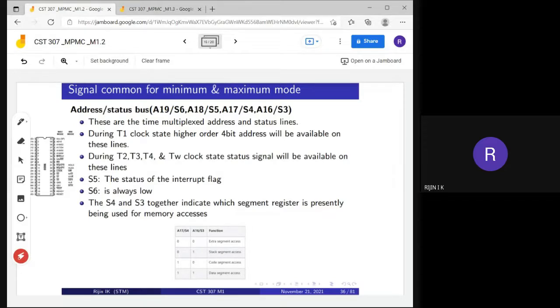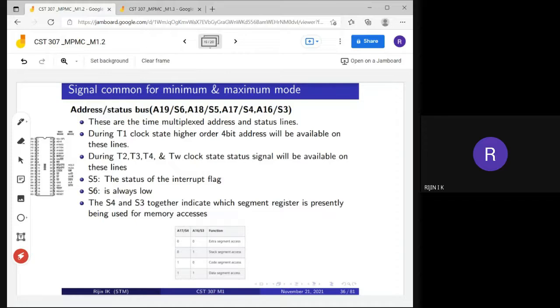So the address bus status lines are time multiplexed address and status lines. That is the first point you need to remember. These are time multiplexed address and status lines. Actually, these are a 4-bit address bus status bus.